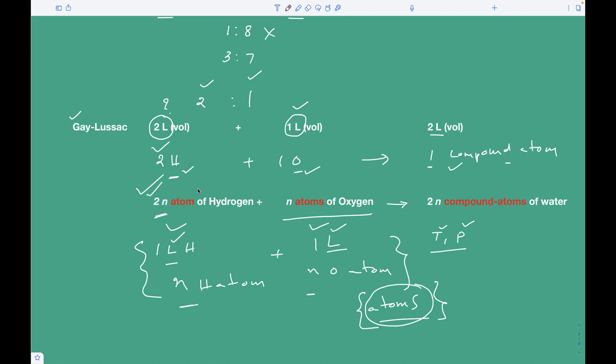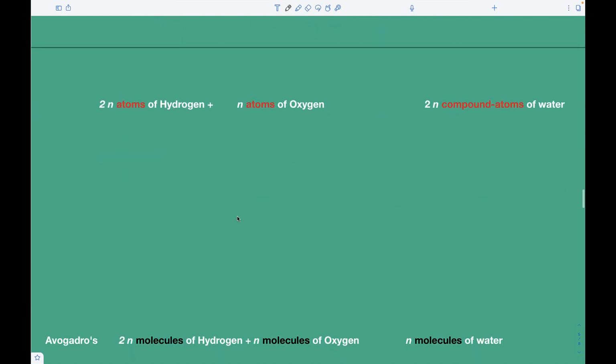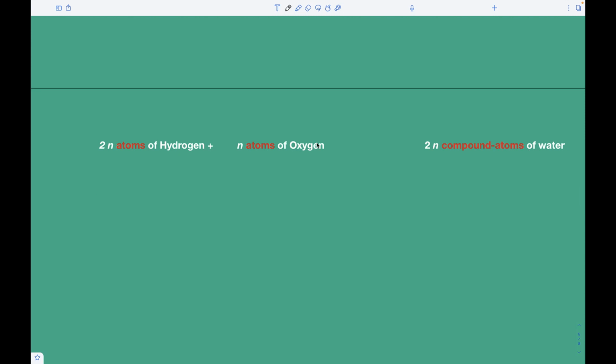Now look at this line. It says 2n atoms of hydrogen combine with n atoms of oxygen to form 2n compound atoms of water. Now divide all the terms in this equation by 2n. Then 2n over 2n is 1. So 1 atom of hydrogen combines with n over 2n, which is half an atom of oxygen, to form again 2n over 2n, which is 1 compound atom of water.